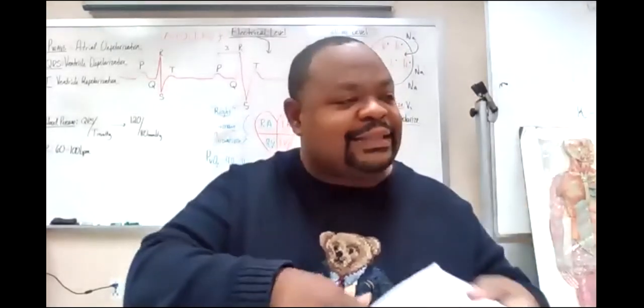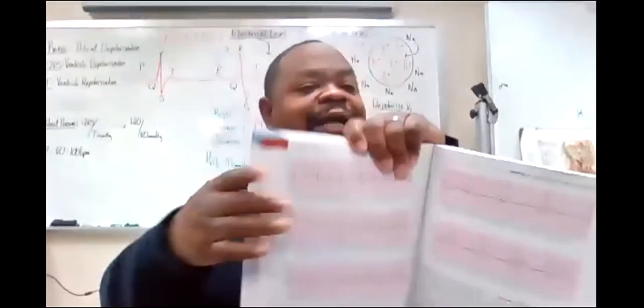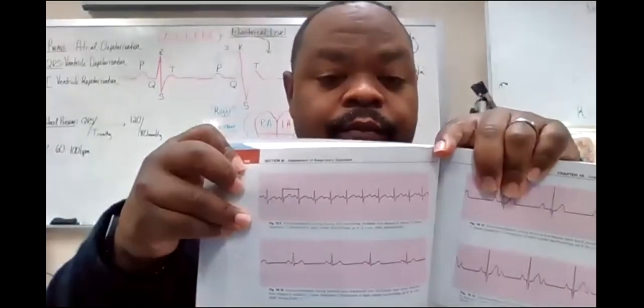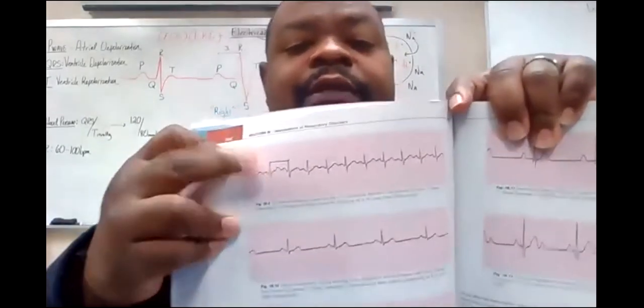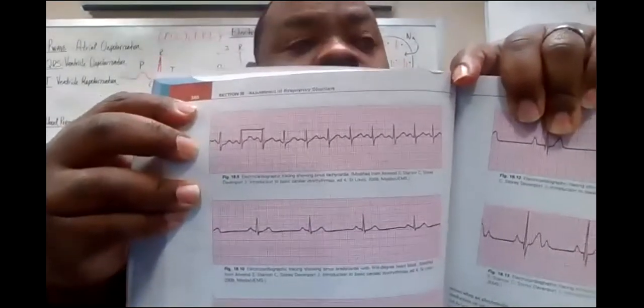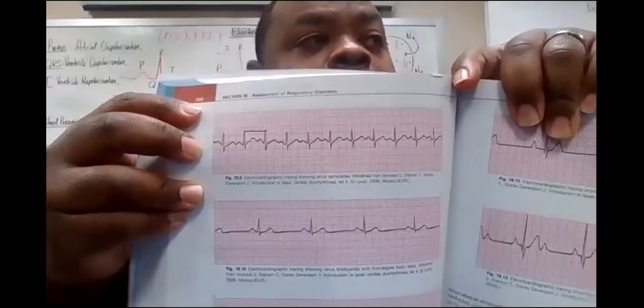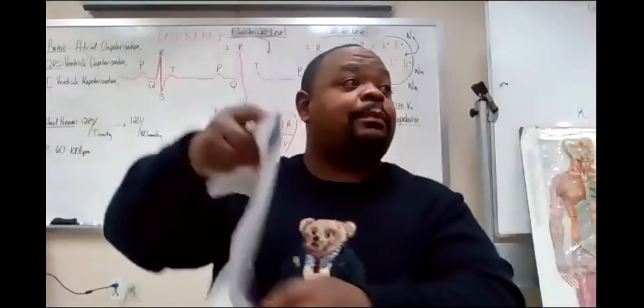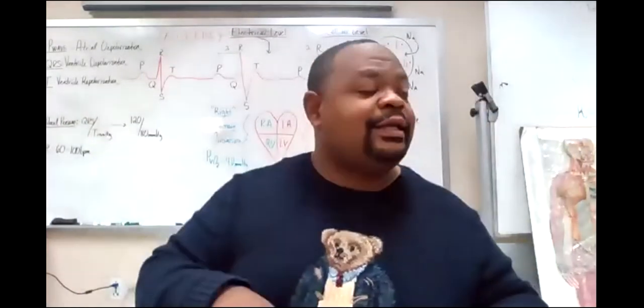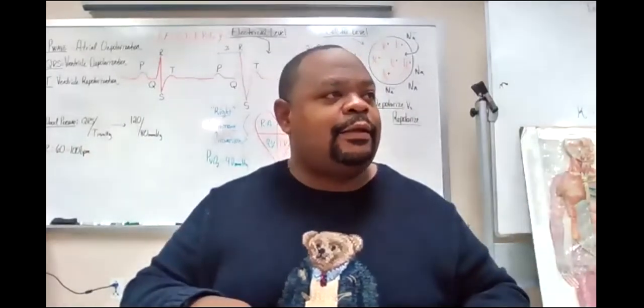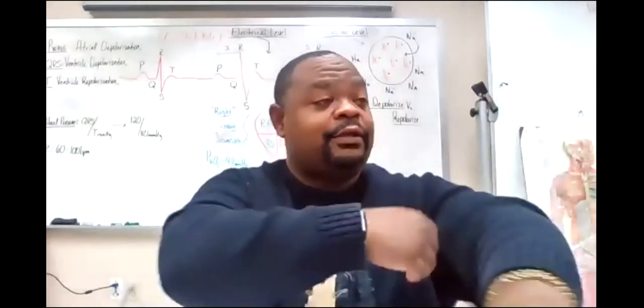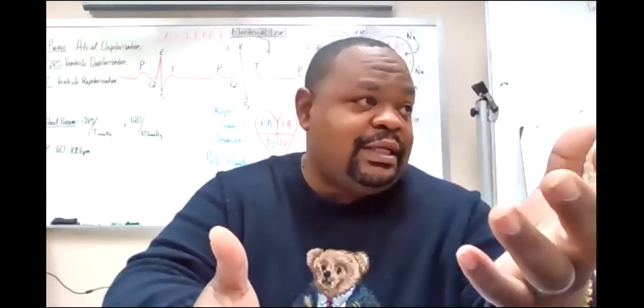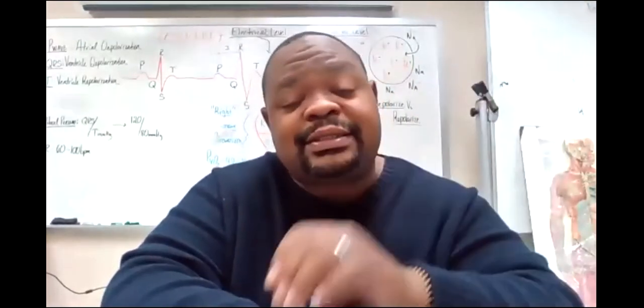What about 18-9? Look at this one here. Count the R's on that one. How many R waves do you see? 11, right? So that heart rate is what? 110, sinus tachycardia. And they already told you that it was sinus tachycardia. You counted it by the box and said it's a little more than 100, right? And so you counted 11, so it's 110, because you know it's a 6-second strip.